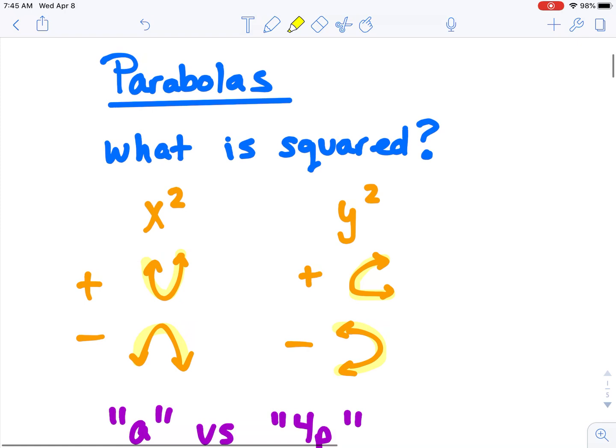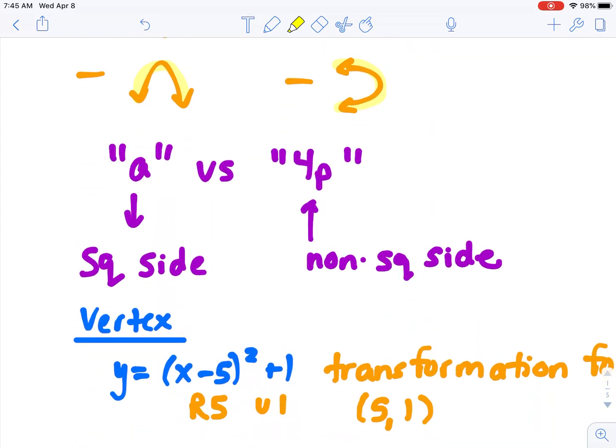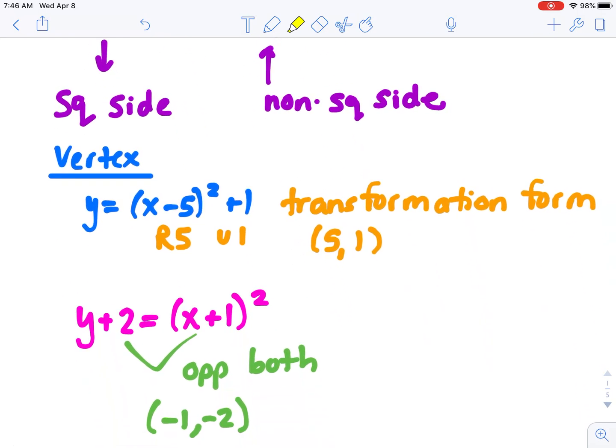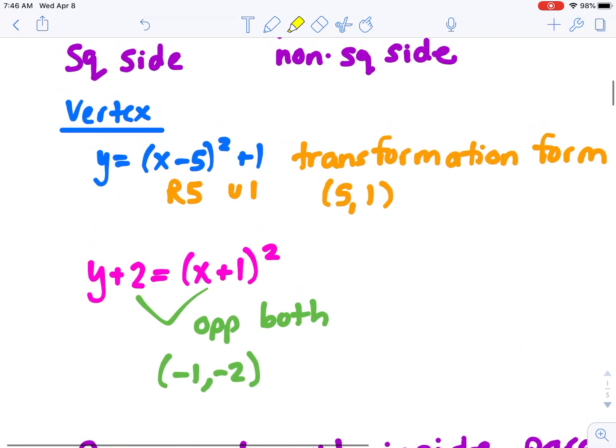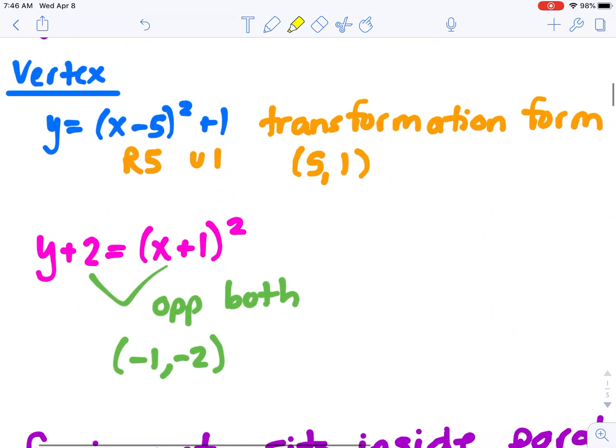We always want to think about where the a versus 4p are. They are reciprocals of each other. Your a value is on your squared side, and your 4p is on the non-squared side. Reviewing from your quiz, something I noticed was the idea of where the vertex is. It depends on which form it's in.